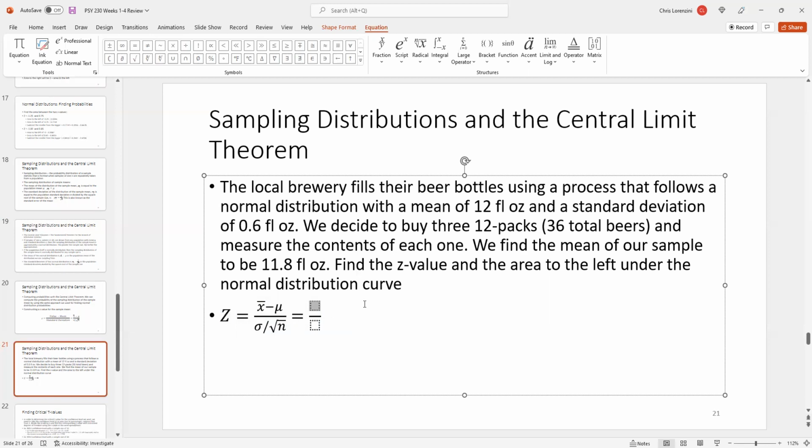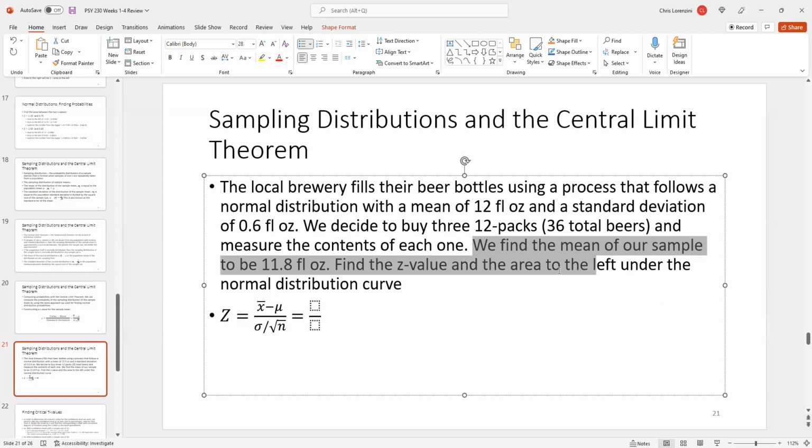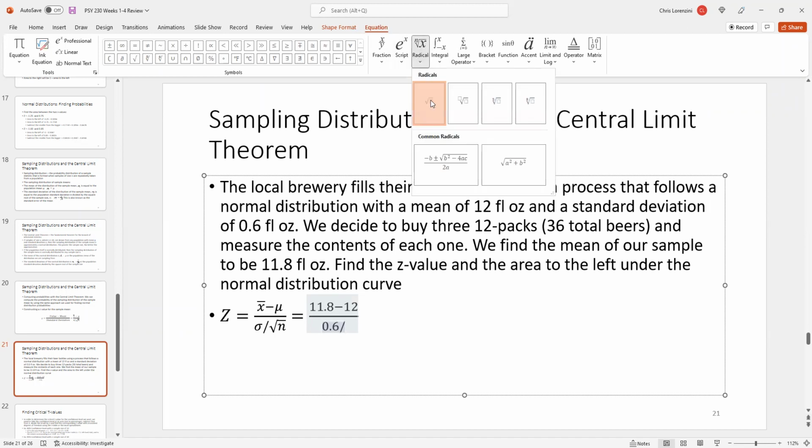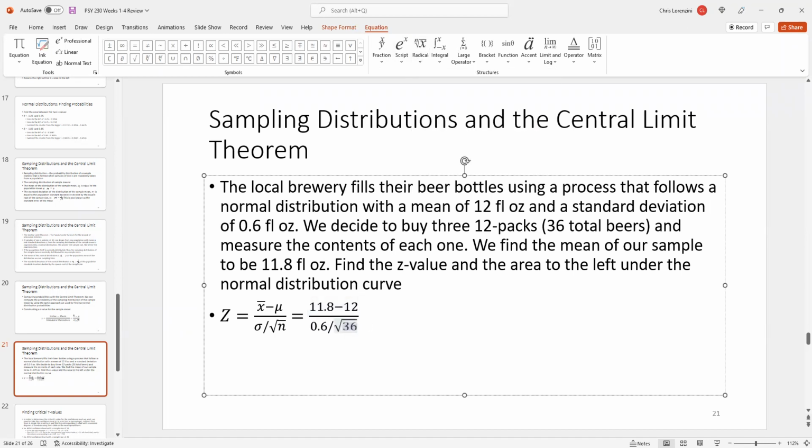So my sample mean, we find the mean of our sample to be 11.8. That would be the sample mean. The local brewery fills their beer bottles using a process that follows a normal distribution with the mean of the process, that's the mean of the population here, being 12. Sigma, there's only one standard deviation given to us. Standard deviation is 0.6. And then my square root of n, I just plug in the square root of 36.